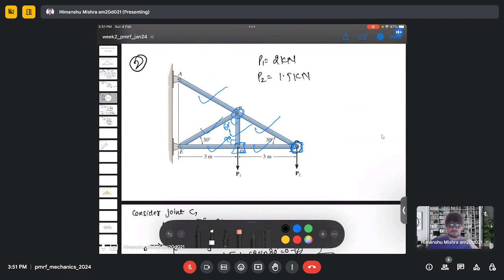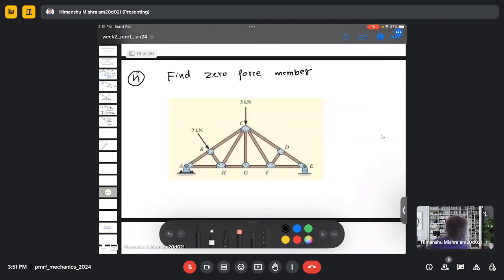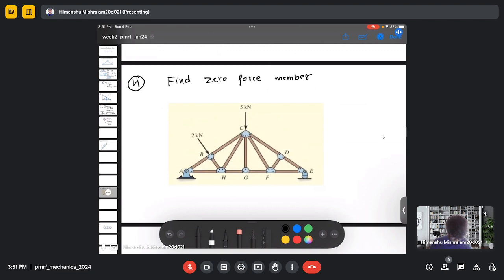Now we can move to the next question. So first we will solve this question and then we will come to the previous one. So here we need to actually calculate the zero force members in the given truss.